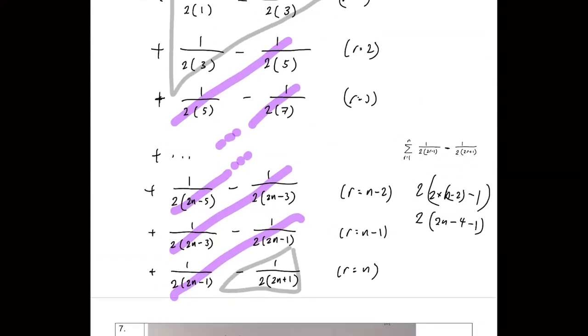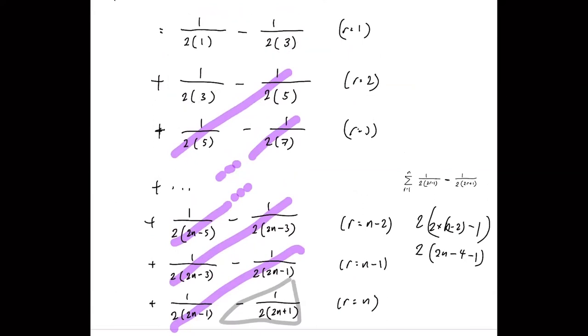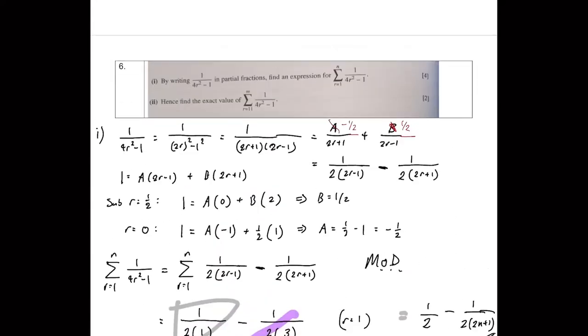Is that right? Oh, sorry, I forgot to cancel off one more term, one more pair here. So the top left and the bottom right. Okay, simplifying this down, what we get will eventually be equals to 1 over 2 minus away 1 over 2 bracket 2n plus 1. Okay, that's our answer. Okay, that's for part 1.